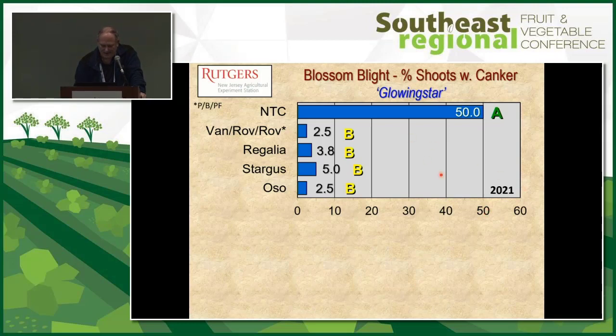You can see that the horizontal axis is percent of shoots with canker. We've got 50% of our shoots infected on the non-treated control. Here's our standard, which got Vanguard at pink, Rovral at both bloom and petal fall. Now, there are 2 things we want to look for when we're examining the biorationals. First, we want to make sure that it's significantly lower than the non-treated control, which they obviously are. Because they have different letters, they're significantly different. So that criteria is met.